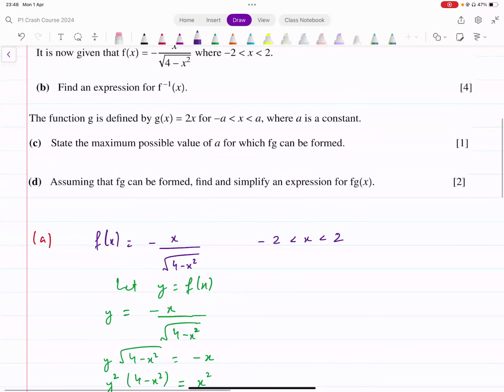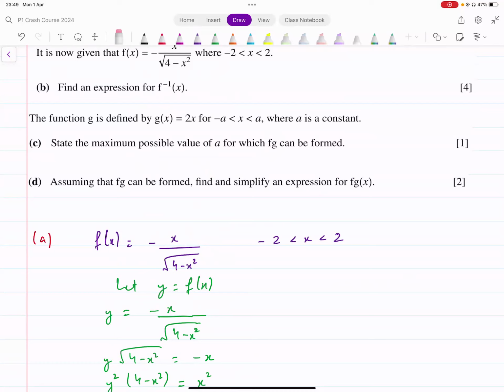Okay, where a is a constant. State the maximum possible value of a for which fg can be formed. Okay, now this is also, I think, kind of tricky. Maximum possible value of a for which fg can be formed.